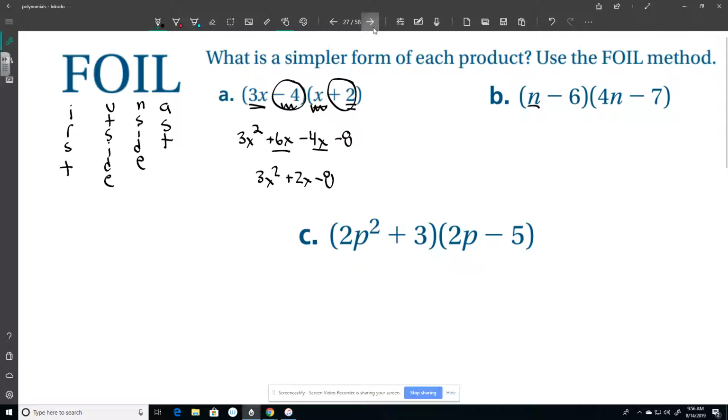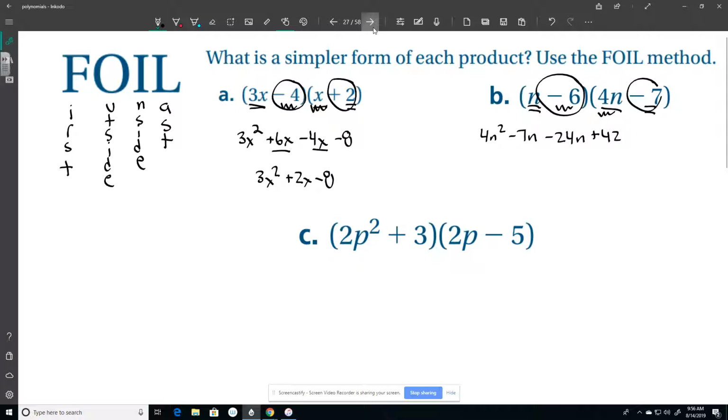Again, I'm going to take the first in each, F for FOIL. So n times 4n is 4n squared. Then I'm going to take the outside, which is the n and the negative 7, which becomes negative 7n. Then I'm going to take the inside, which is my negative 6 and my 4n, which becomes negative 24n. And then I take the last, which is negative 6 and negative 7, and that becomes positive 42.